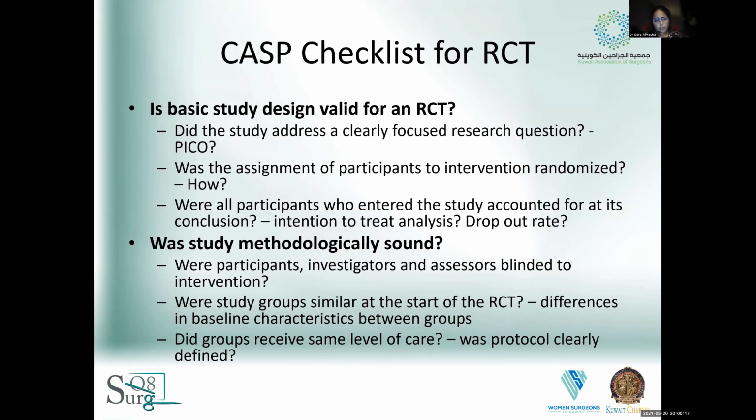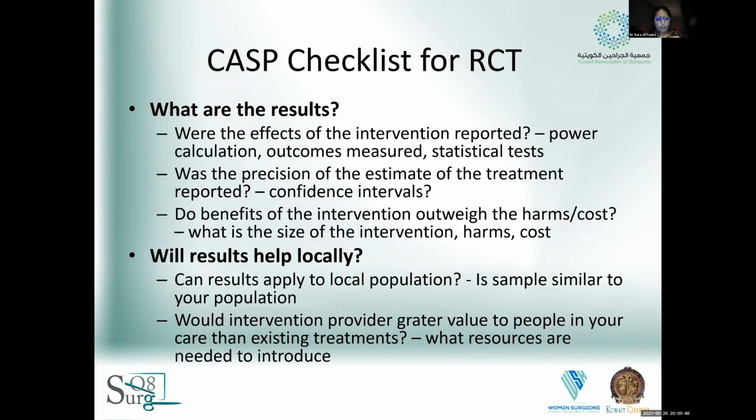So for an RCT, the CASP checklist starts with the question, is the design valid? So it asks, what's the PICO? How were the participants assigned to interventions? Were all the participants who entered the study accounted for at the conclusion? What's the dropout rate? Then, is the methodology sound? Was there blinding? What are the baseline characteristics between the groups, where we look at confounding? Did the groups receive the same level of care? And then, what are the results?